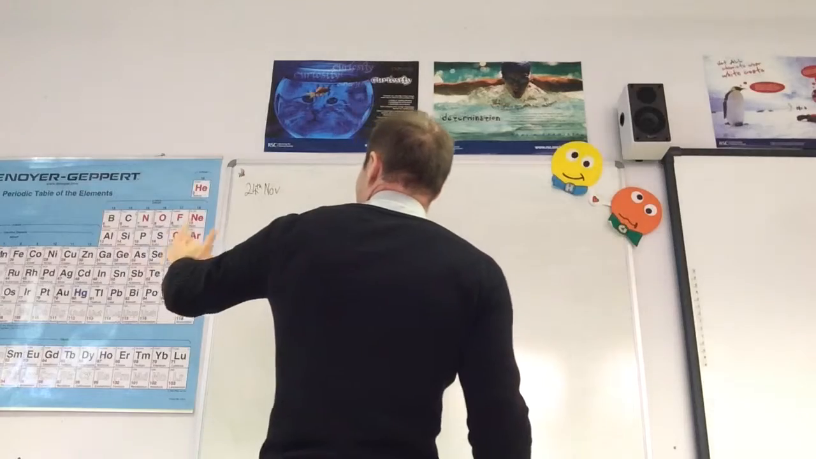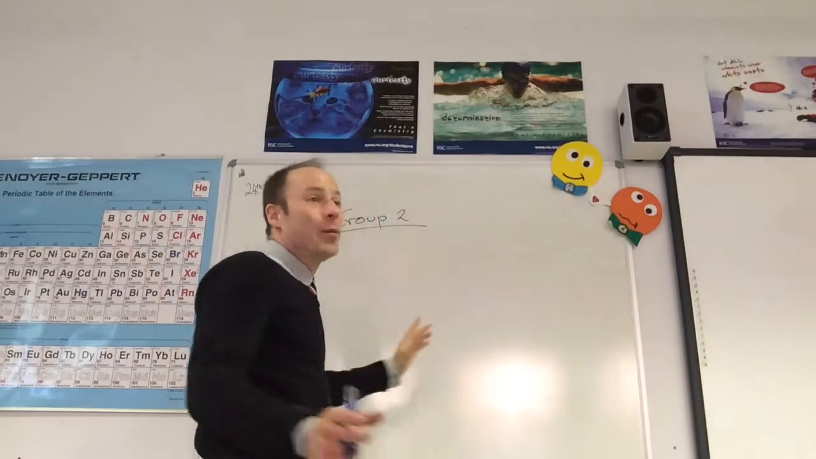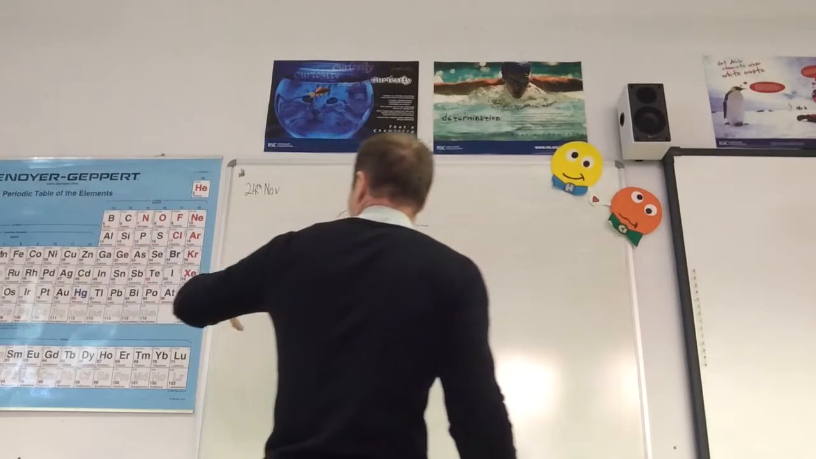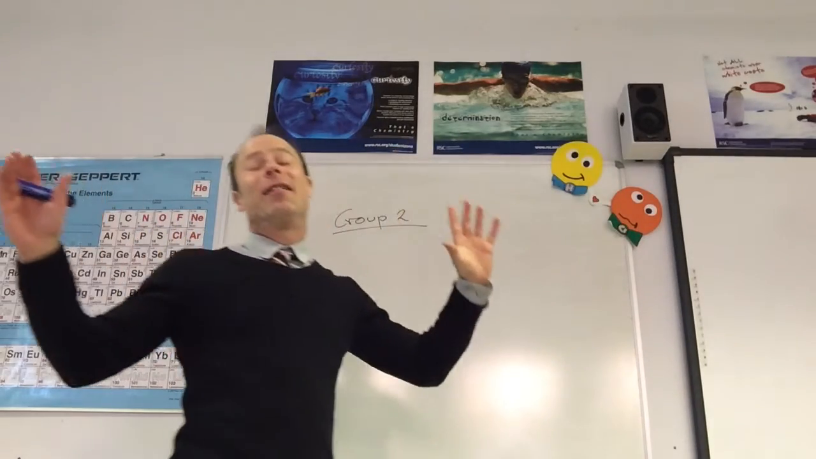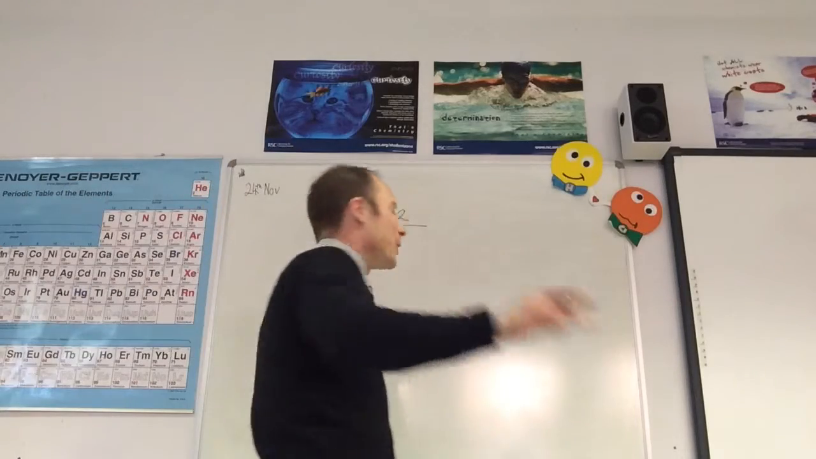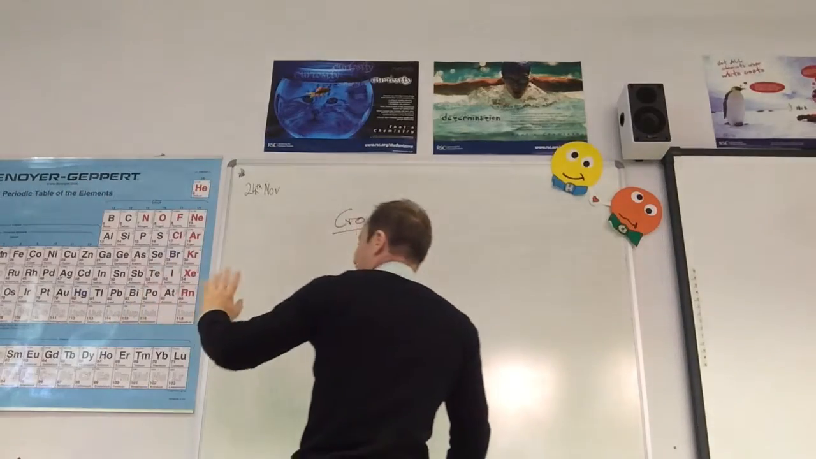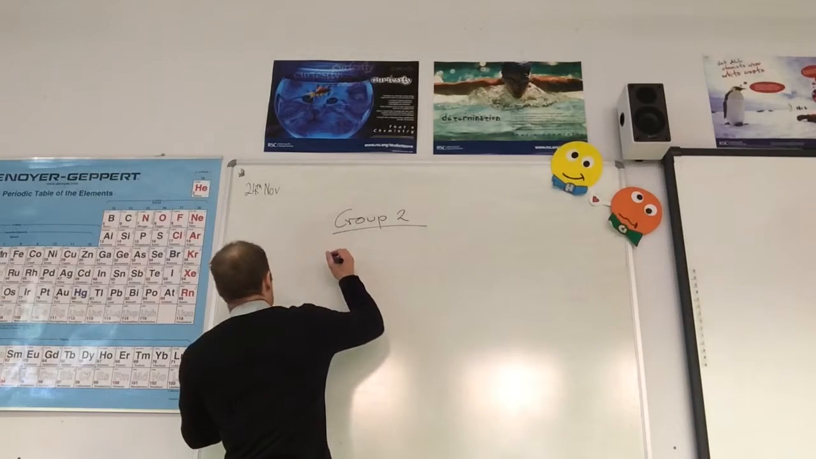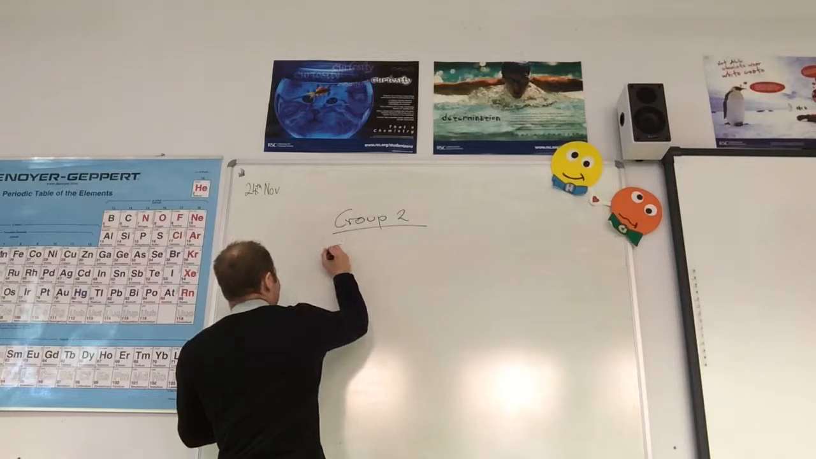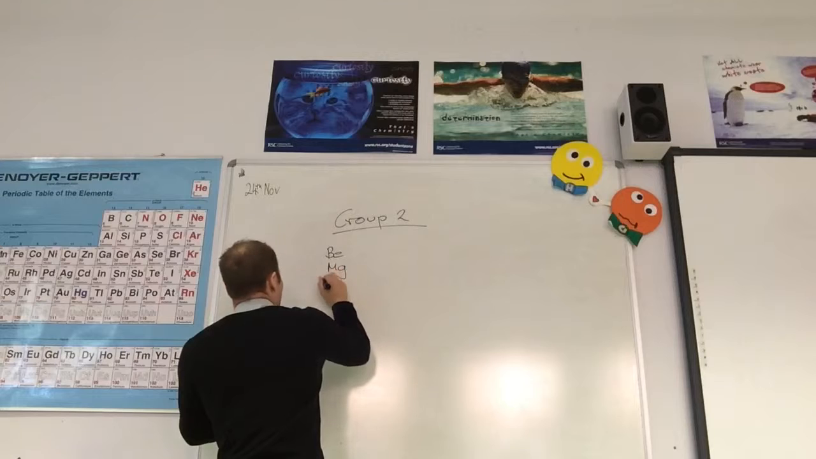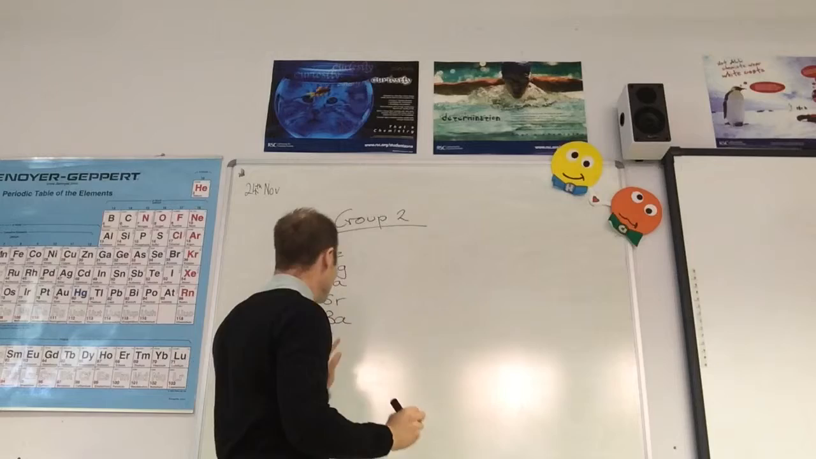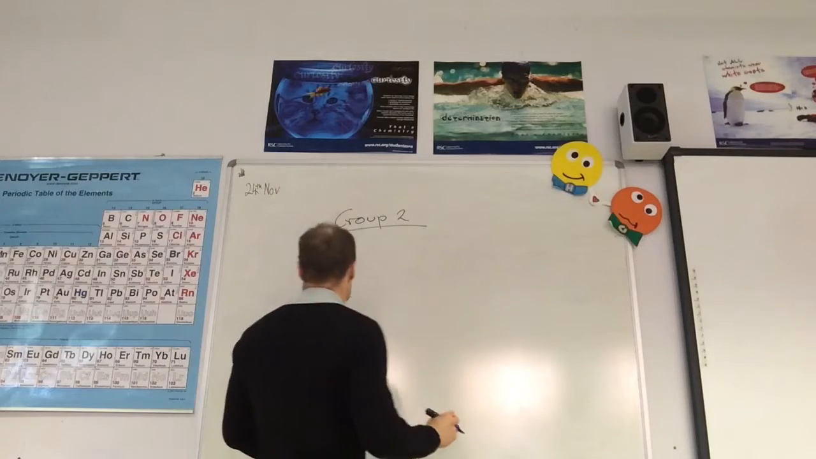So, Group 2, it starts with beryllium, probably one of the more exciting ones, which we're not allowed to use. And then we hit magnesium, calcium, strontium, and barium. Now, they are incredibly useful, and we wouldn't be here without them. But just chemistry-wise, not hugely exciting what we do. So, Group 2, we start off with beryllium, and then we're going to go magnesium, calcium, strontium, and barium.